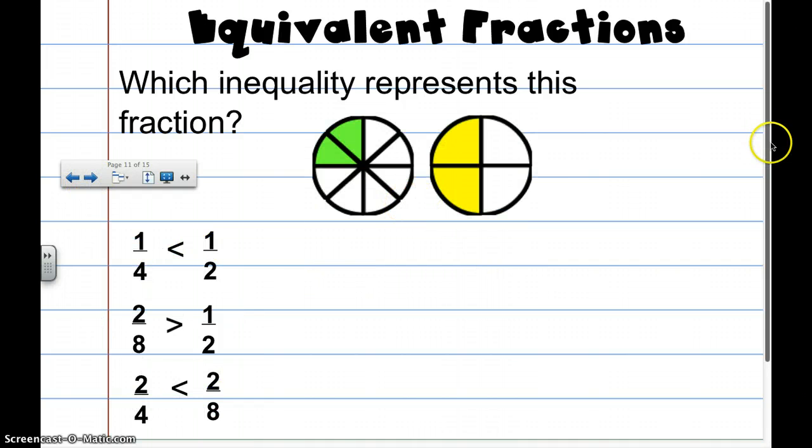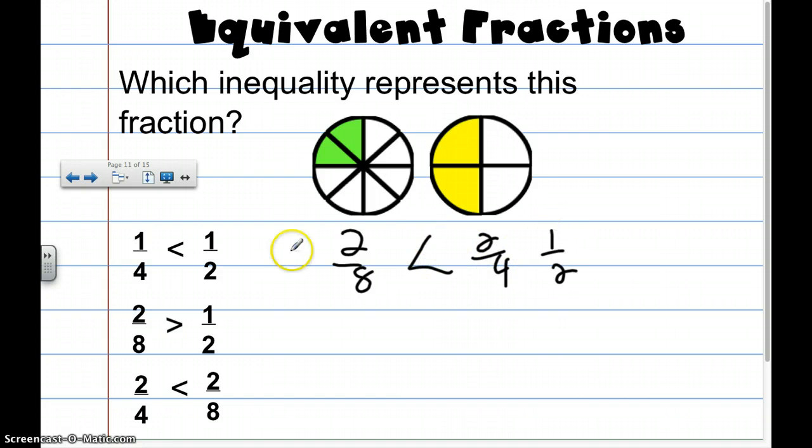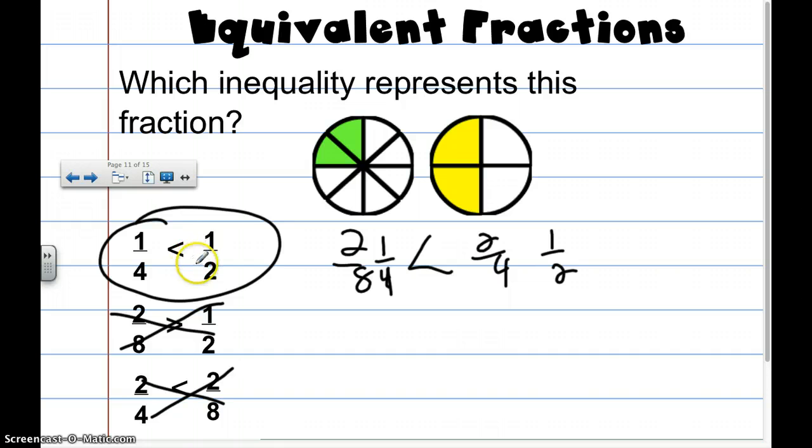Let's look at this inequality. This is going to be 2/8 and this is 2/4. Okay, I clearly know that this one's greater, but 2/4 is the same as 1/2, and 2/8 is the same as 1/4. So let's see if we can find that. 1/4 and 1/2. Okay, that looks like a maybe. 1/4 is less than 1/2. 2/8 is greater than 1/2? No, that's not true. 2/4 is less than 2/8? No. So it's 1/4 is less than 1/2.